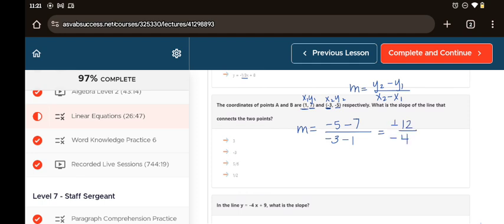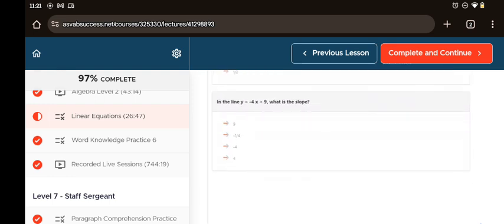-5 minus 7 gives me -12. -3 minus 1 gives me -4. These cancel out, and I'm left with 12 over 4. And 12 divided by 4 gives me +3. And that's our answer. Okay? All right, let's keep going.